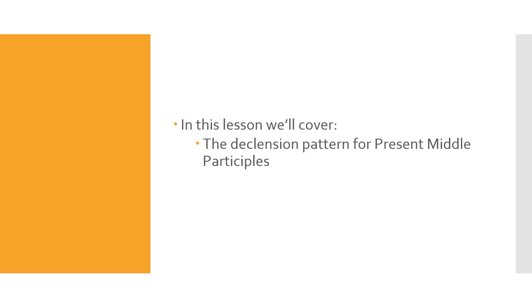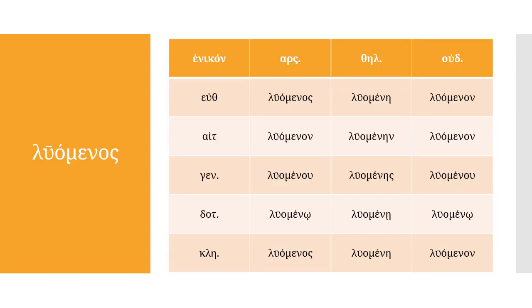They're not present in time, but they are typically coordinate with the action of the main verb and represent an unbounded or extending, continuous concept. But in this lesson, we'll be only looking really at the forms, the morphology, the endings that we see for the middle participles. So here we have first liuomenos.